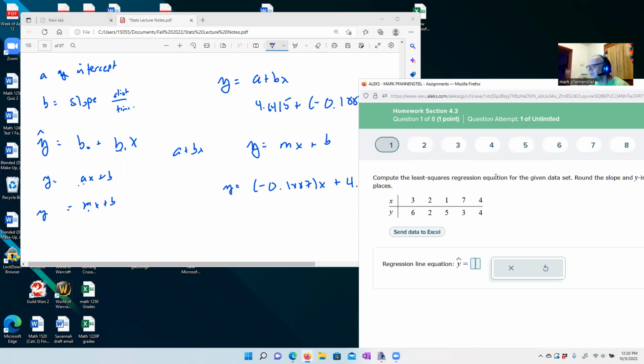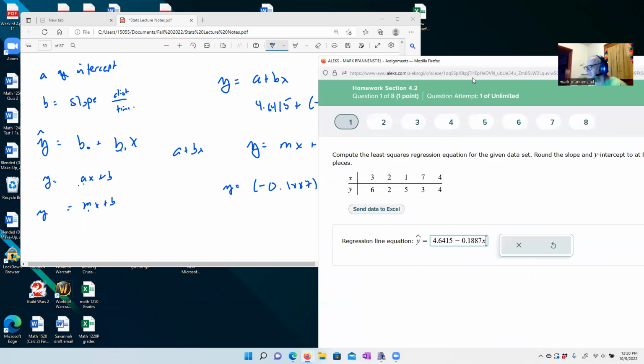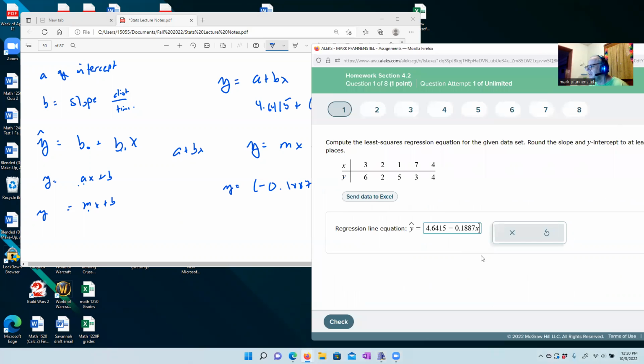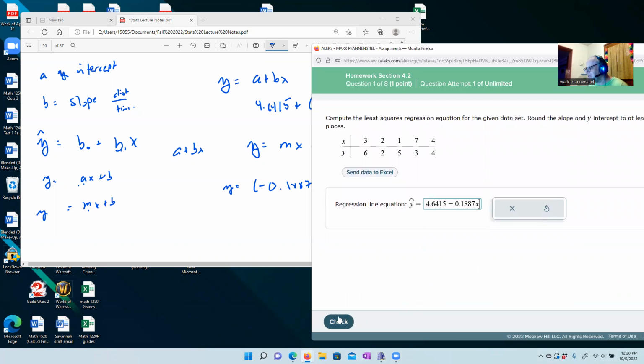So we have this 4.6415, and then the minus sign, you can either say plus negative, I'm going to say minus, 0.1887, and that should do it. I don't like Alex for this reason too, it's hard sometimes to see what the bottom is to scroll up and down, so sometimes there's more options and you just don't get to see them. I'm sorry about that. But that's all they're asking us to do.